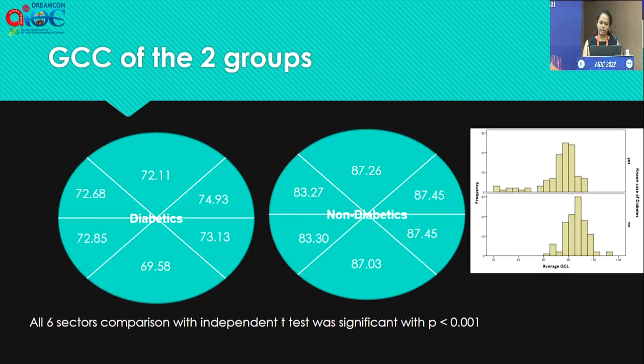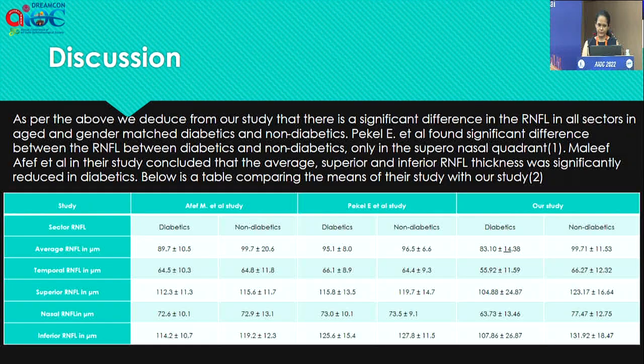Similarly in the ganglion cell complex, in all the 6 sectors, it was seen that there was a significant difference between diabetics and non-diabetics. We included 220 patients, 110 in each group, and they were all gender matched also. There were equal numbers of females and males. So as per the above, we deduced from our study that there is a significant difference in the RNFL in all sectors in age and gender matched diabetics and non-diabetics.